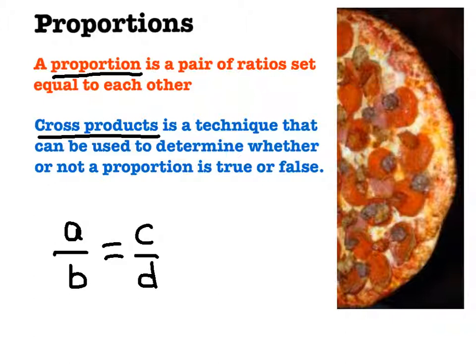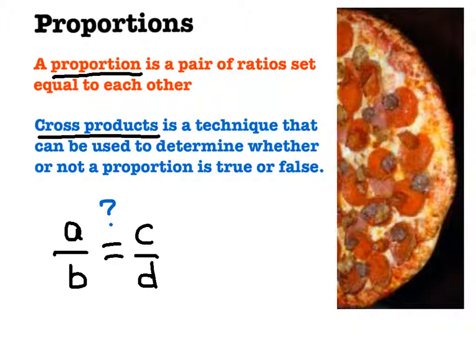What we're going to be doing in this lesson is determining whether these proportions are true or false. So we're going to end up starting with not knowing if something is true or false, if one fraction is equal to the other. We can use this technique called cross products.